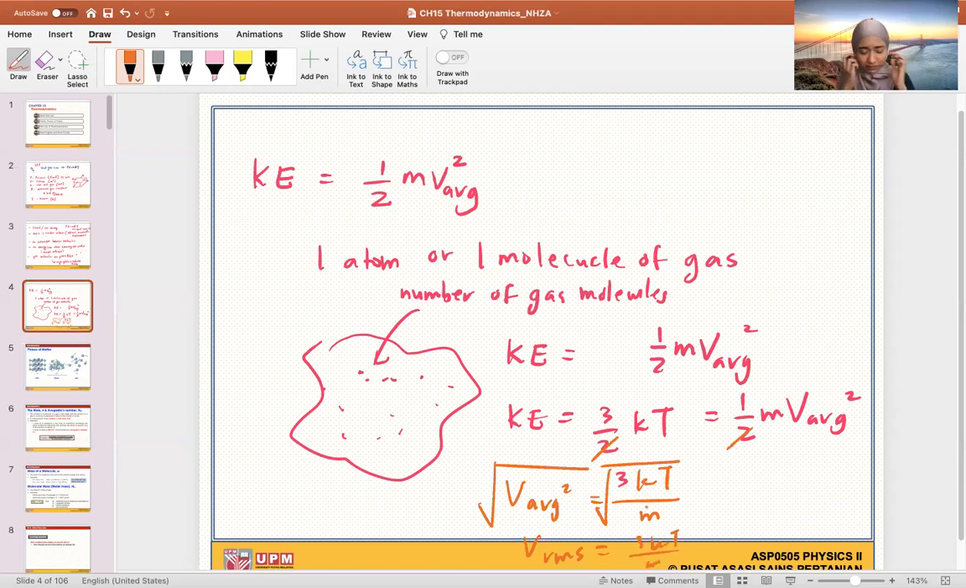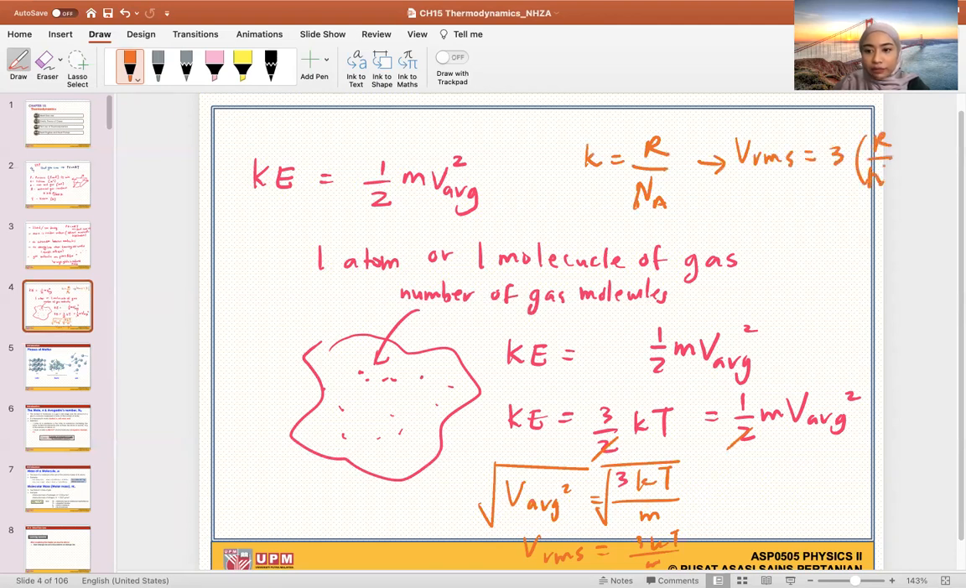Jangan confuse pula pasal equation ni. Just use the equation as it is. VRMS is equal to root of 3kT over m. Or we have learned that k is equal to R over NA. So just substitute that into the equation. So VRMS is what?